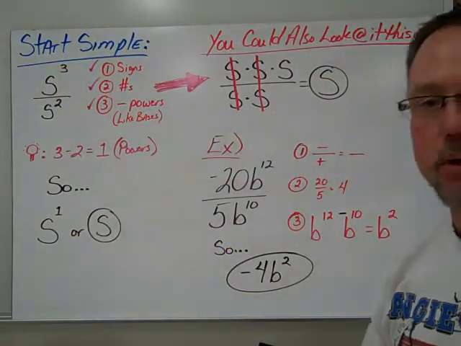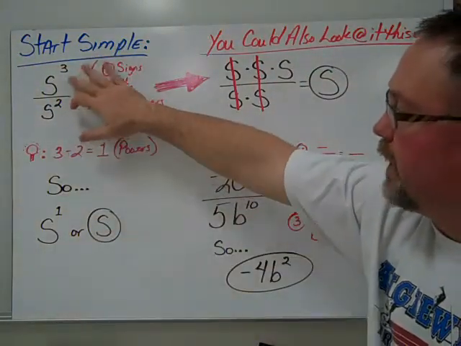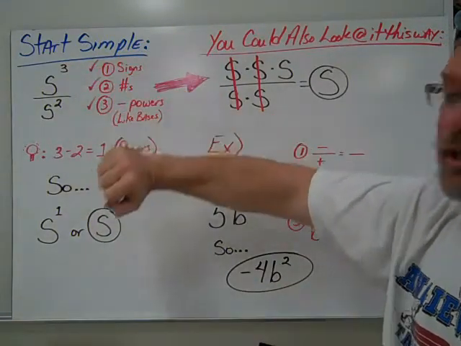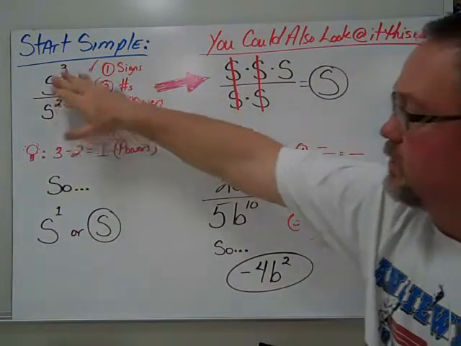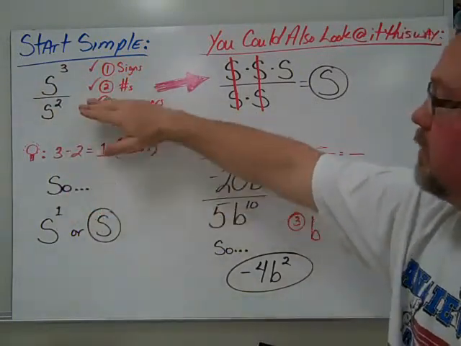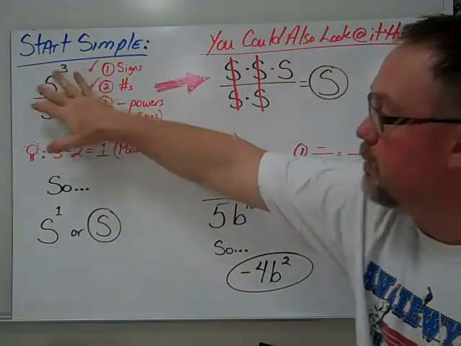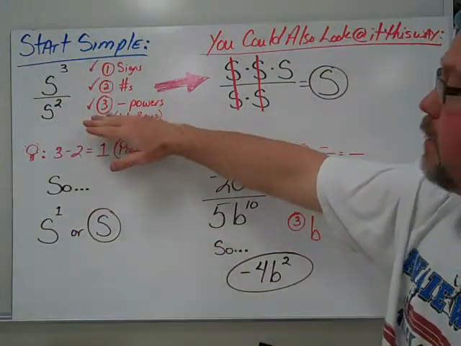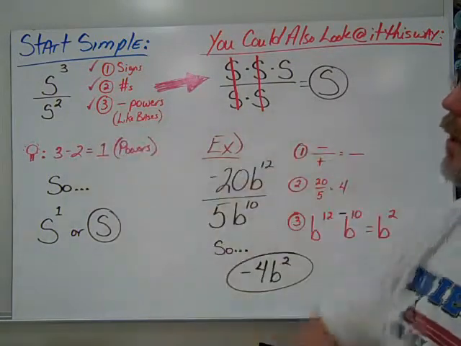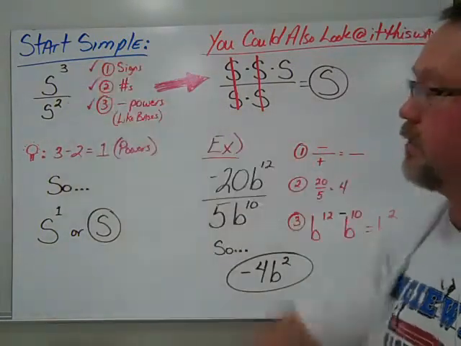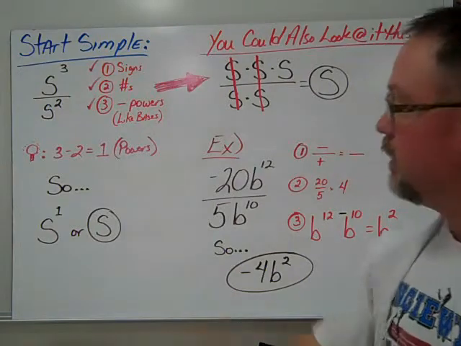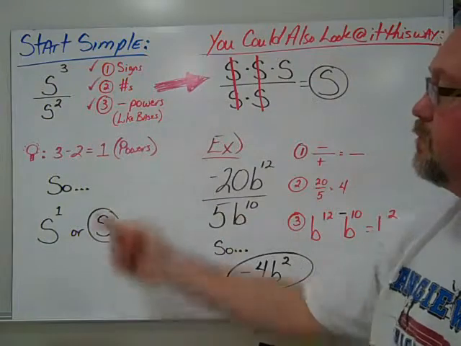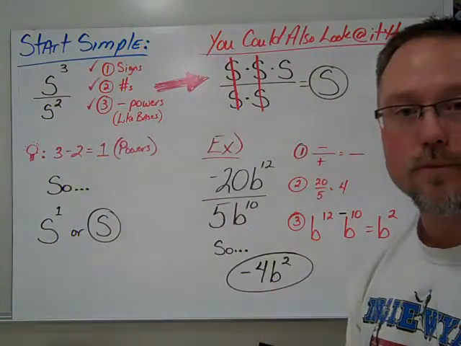So we're going to again start simple with the problem. We have s cubed divided by s squared. Again, we're going to use this as a checklist. We're going to check our signs. They're both positive, so our answer is positive. There's no numbers in front of the letters that we have to deal with, but we do have powers. We're going to subtract powers that are like bases. In our case, we do have like bases of s and s. So for the powers, we're going to take 3 minus 2, and we're going to subtract, get 1.